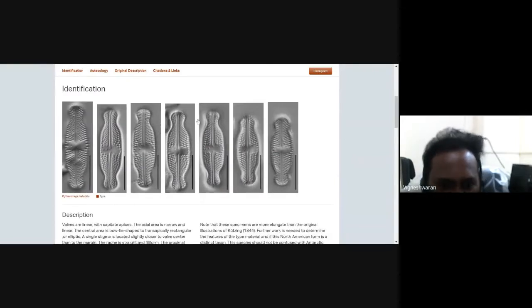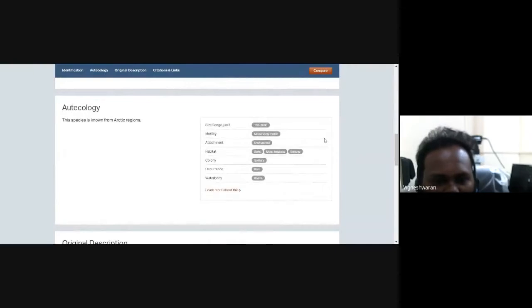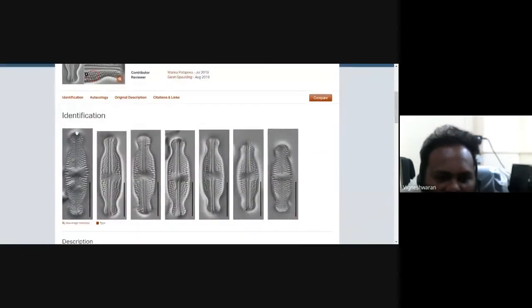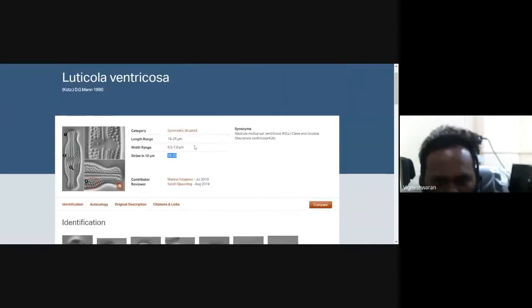So later, after we capture the images, the next step is that we have to arrange them like this. If you see here in the description or above, as I told you, what the length range is, what the width range is, what the striae in 10 micrometers are. This morphometric data we have to extract from the images. So we have to keep our scale bar, count this, and then measure our striae.